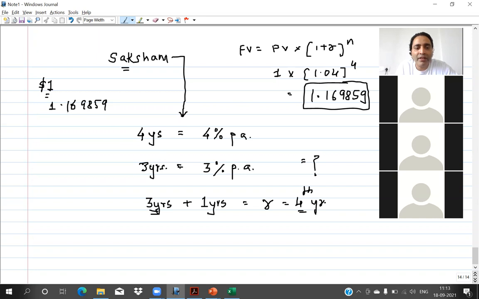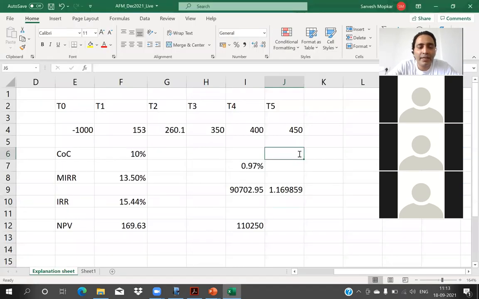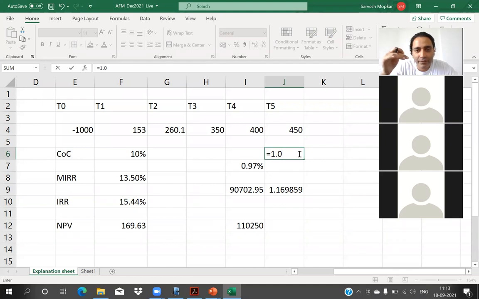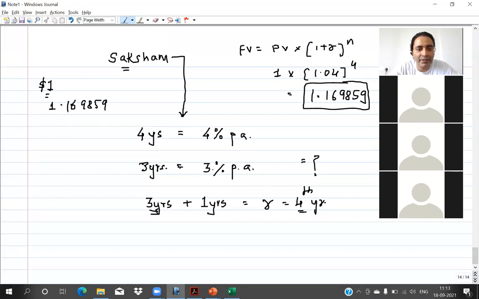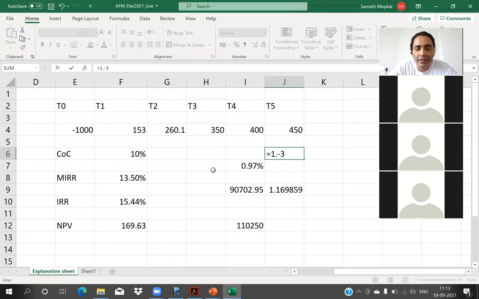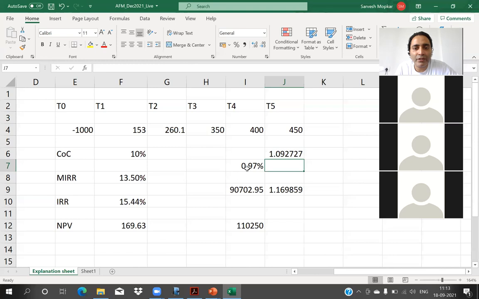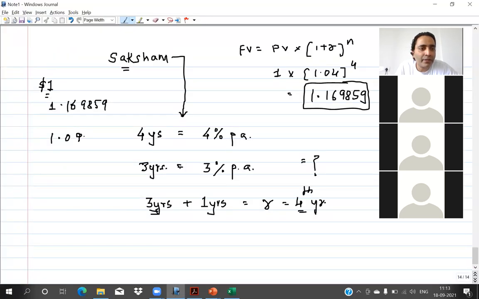$1 for 3 years. तो इसका $1 तीन साल के बाद कितना हो चुका है? Same, 1.03, कितना था उसका रेट? 3%, right? So 1.03 to the power 3, that is 1.092727. So if he invests his fund, $1, for 3 years, this would have been his future value. $1 का 1.092727 हो जाता. 4 years के लिए करता तो 1.169859 होता.